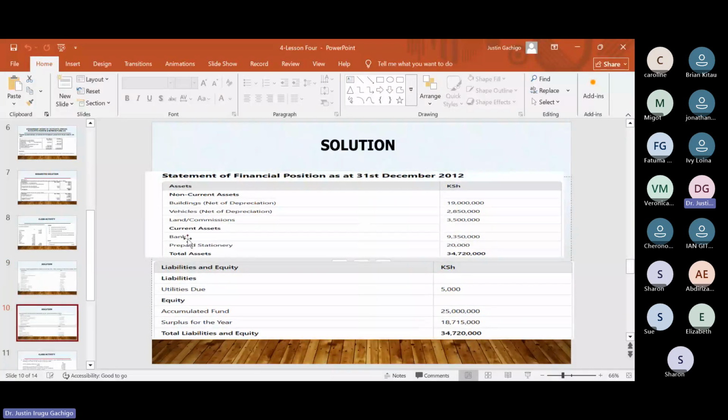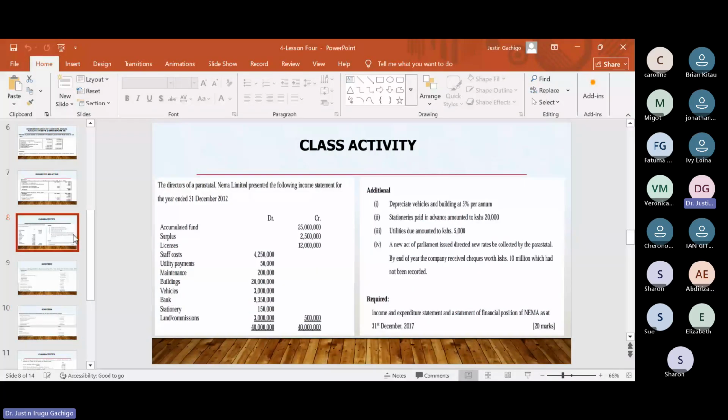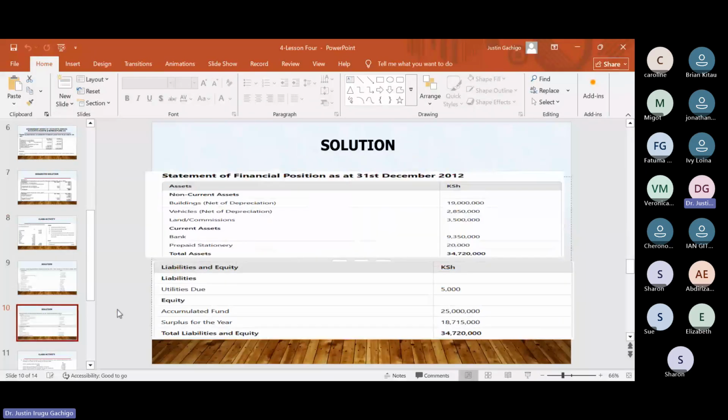Then we have the current account. We have the bank 9.3. That is given verbatim, 9.3 for bank. This is one here. Then we have prepaid stationery. Remember I said prepayment is an asset. You have paid some money in advance for service that you have not received. So it's an asset, you bring it there. Then utility due, it means you have not paid for this expense. It is a liability, you bring it here.